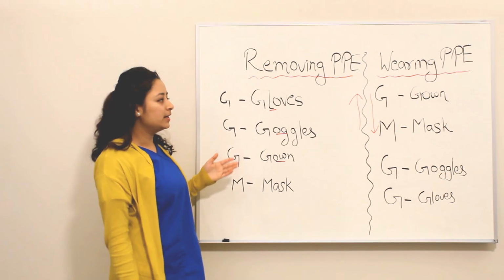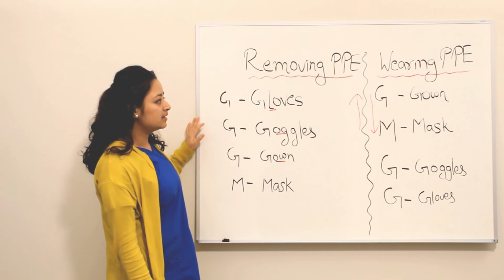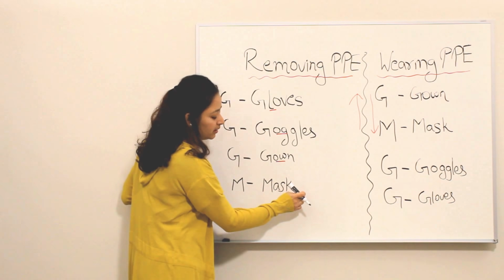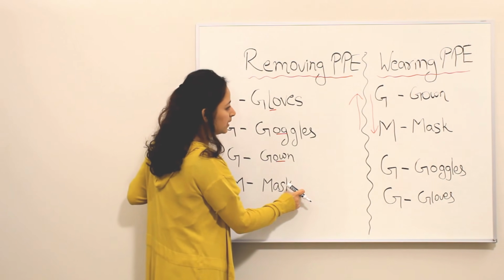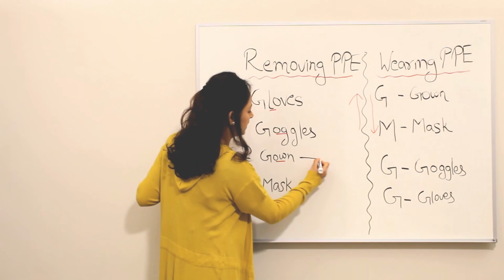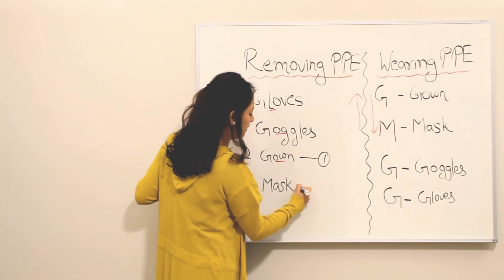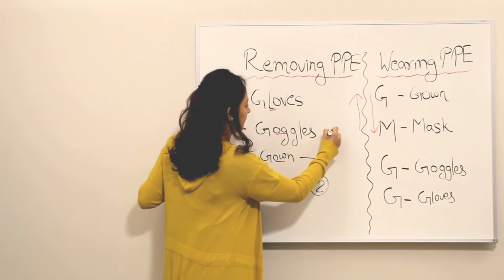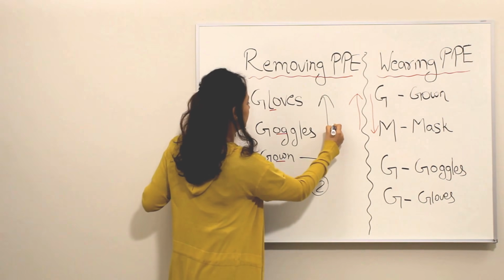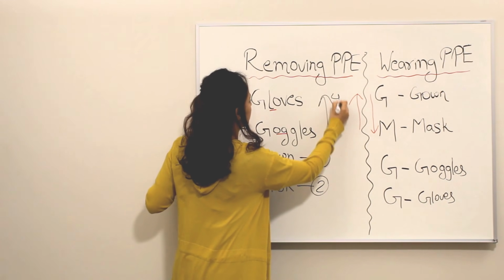So now for wearing the PPE, there is a little twist in gown and the mask. The first one that goes with wearing PPE is gown and then mask, and in this form. Third one is goggles and the gloves.